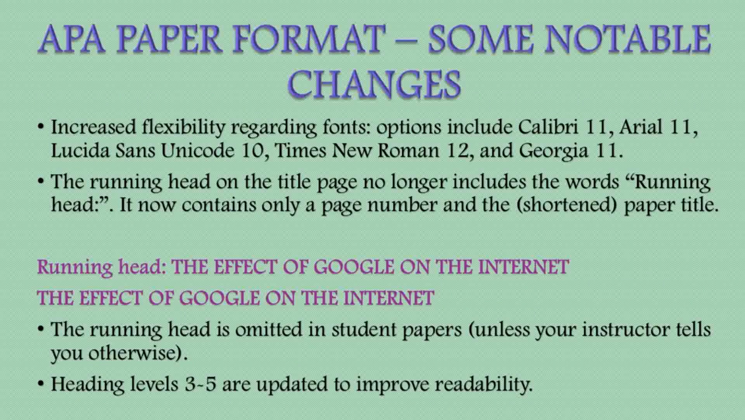Flexibility is increased regarding fonts. Options include Calibri 11, Arial 11, Lucida Sans Unicode 10, Times New Roman 12 and Georgia 11. The running head on the title page no longer includes the words "Running head." It now contains only a page number and the shortened paper title. The running head is omitted in student papers. Heading levels 3 to 5 are updated to improve readability.